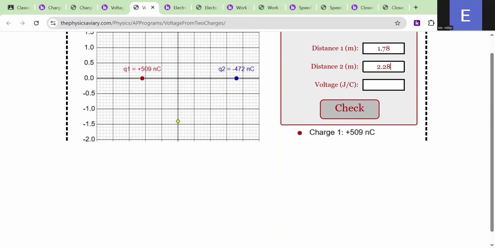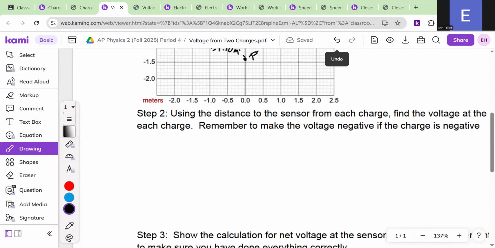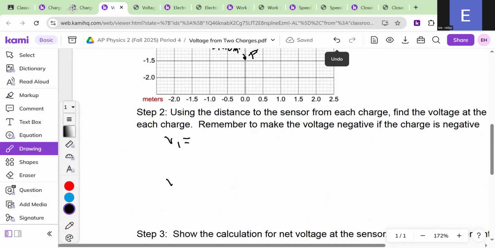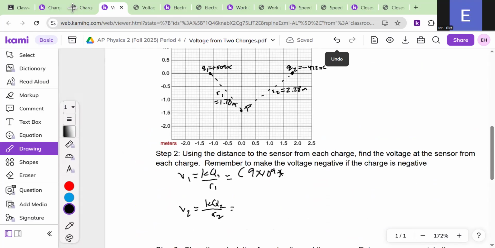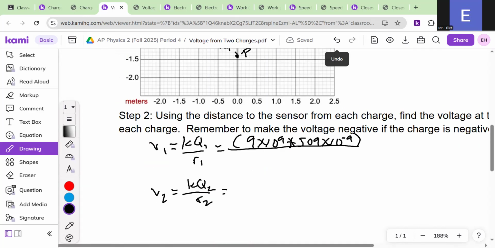Well, to find the voltage, that's actually pretty easy because I just have to find the voltage to each one. Voltage 1 and voltage 2. That's going to be KQ1 over R1, and voltage 2 is going to be KQ2 over R2. So I'm going to go 9 times 10 to the 9 times my Q1 charge, which was 509 times 10 to the negative 9, all over its distance, which was 1.78.